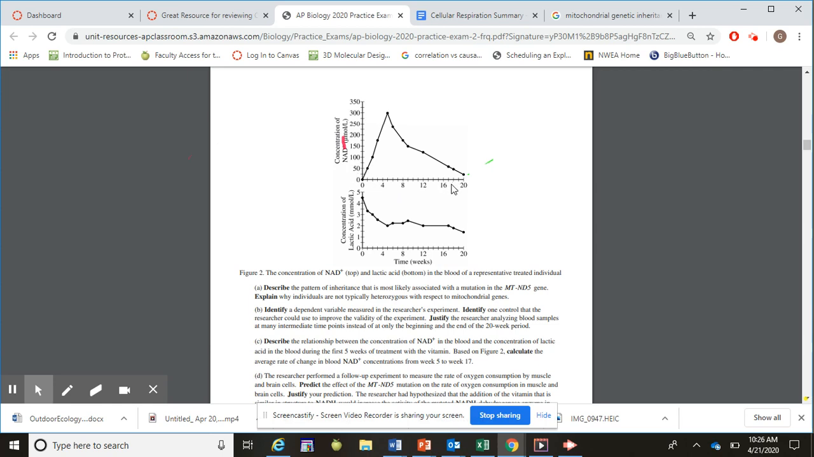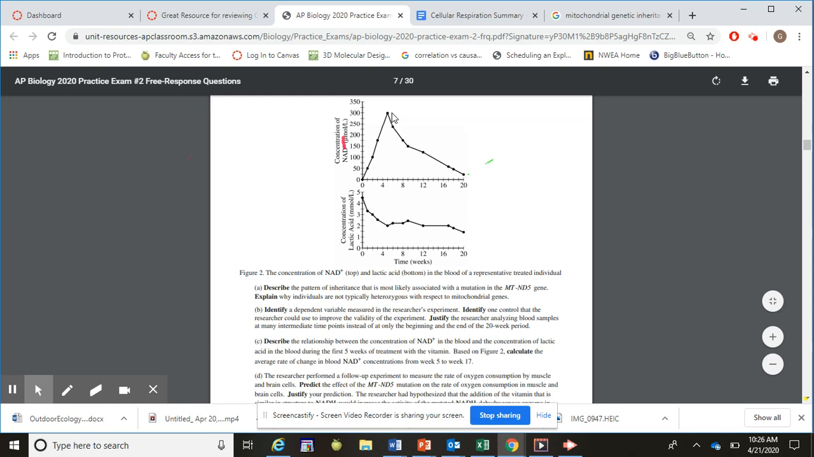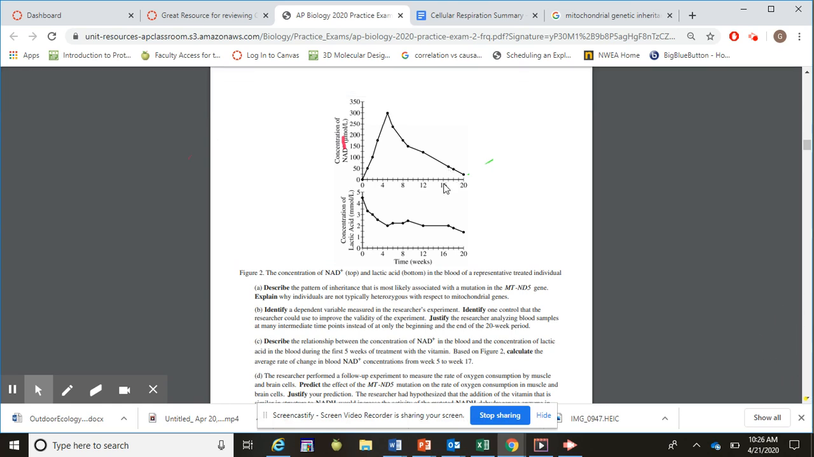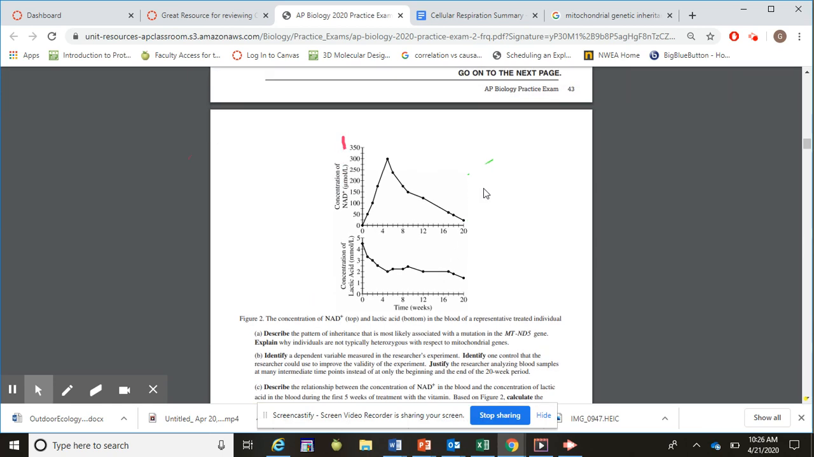Y2 minus y1 over x2 minus x1. So you would find the y value at 5, which is about 300, and you would subtract the y value at 17, which looks like it's about 75, and then your x values would be 17 minus 5. So let me show you guys.